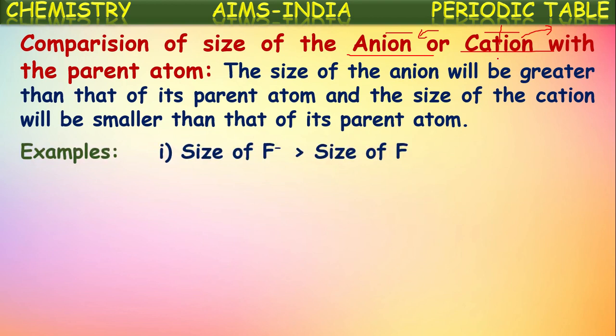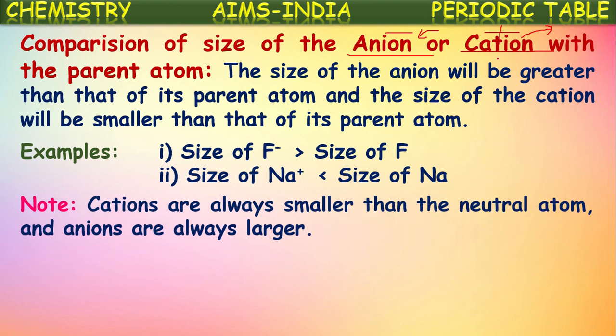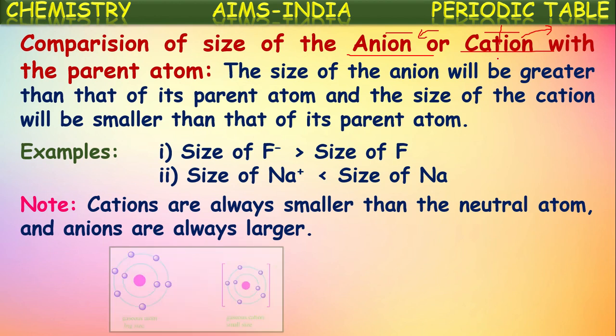For example, the size of F minus, that is the fluoride ion, is greater than that of the fluorine atom because the fluoride ion has one extra electron. To accommodate this electron, its size should be a little increased. One more example: the size of the Na plus ion is smaller than that of the sodium atom. So cations are always smaller than the neutral atom and anions are always larger than neutral atoms.